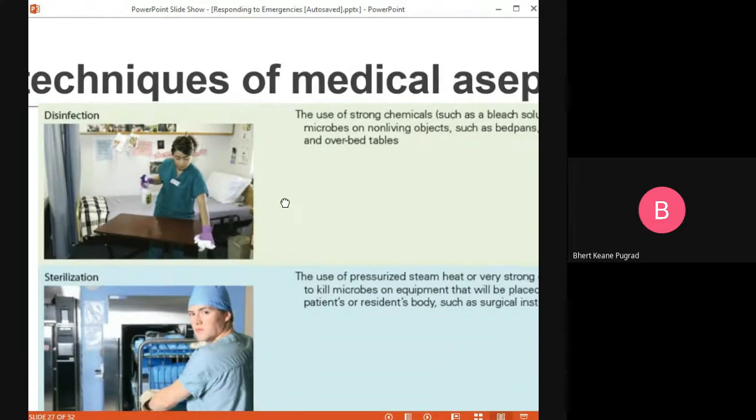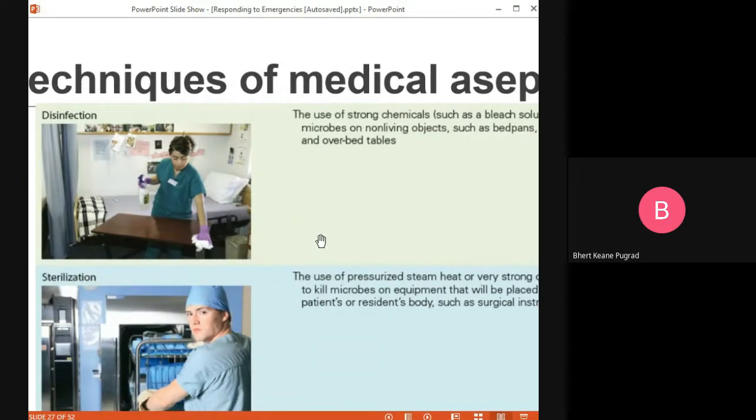Okay? So I think in the link of the video that I have uploaded in our Google Classroom, andun yung mga examples natin na sanitation, okay, andun yung examples natin ng disinfection.